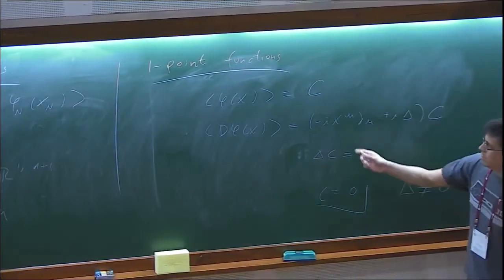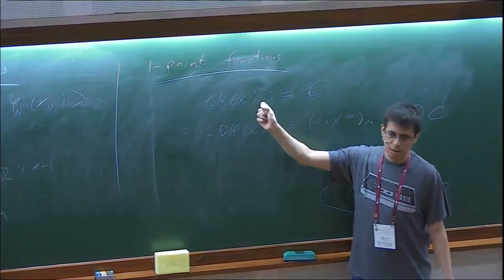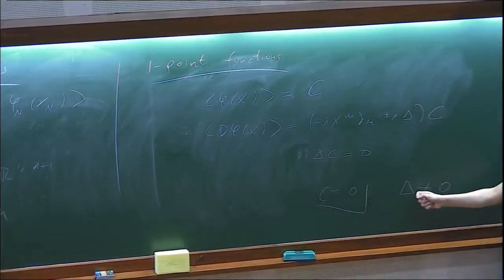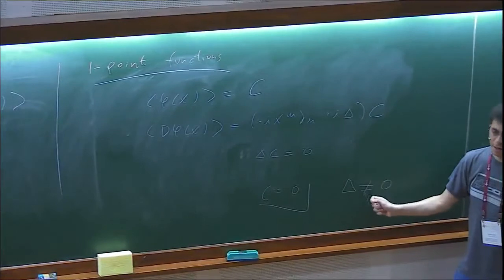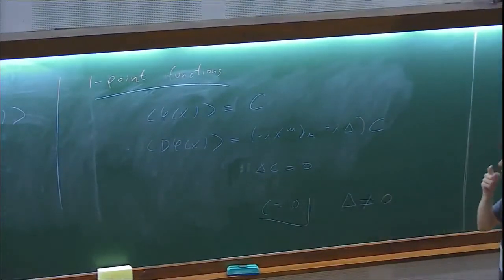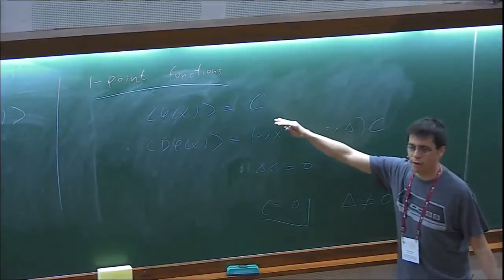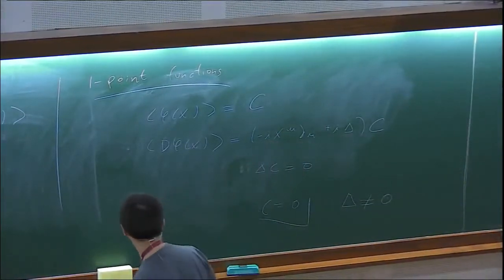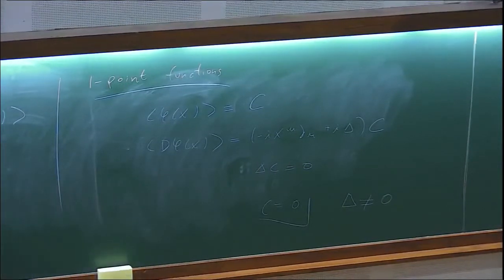So the one operator that can actually have a non-zero one-point function is the identity operator, which is the one that has Δ equals zero. That is the one exception to this rule. But in general, one-point functions of scalars in conformal field theory are zero. So that was fast. Let's go now to two-point functions.